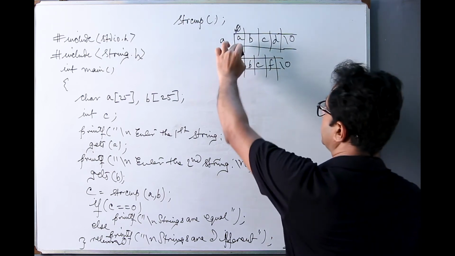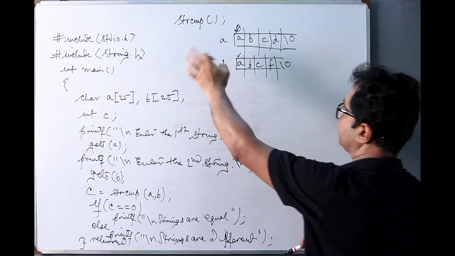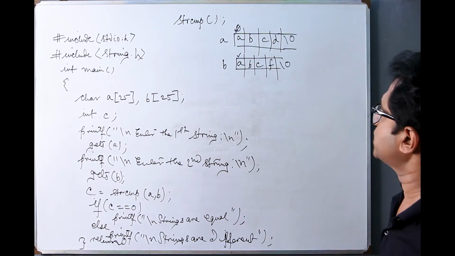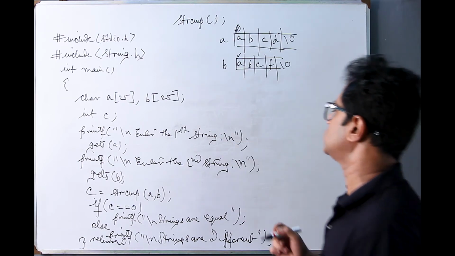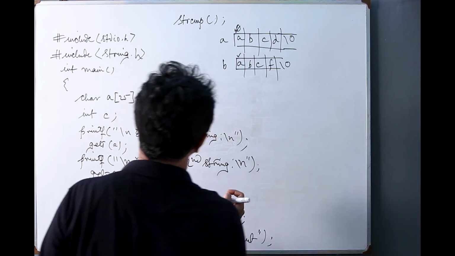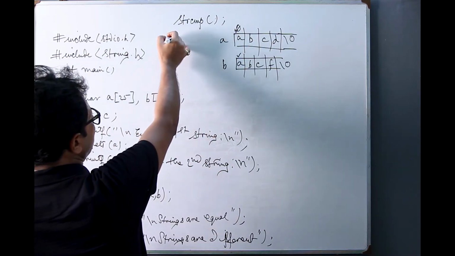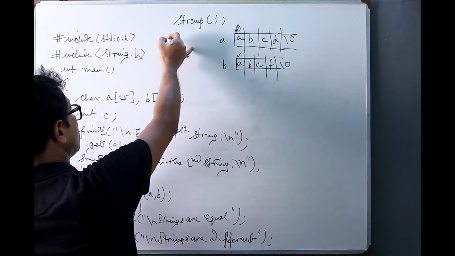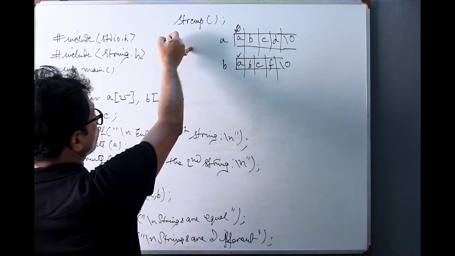So this A will be compared to A, then there will be no difference, because the ASCII value of both A is the same, as you know that there are ASCII values for different characters in C programming.